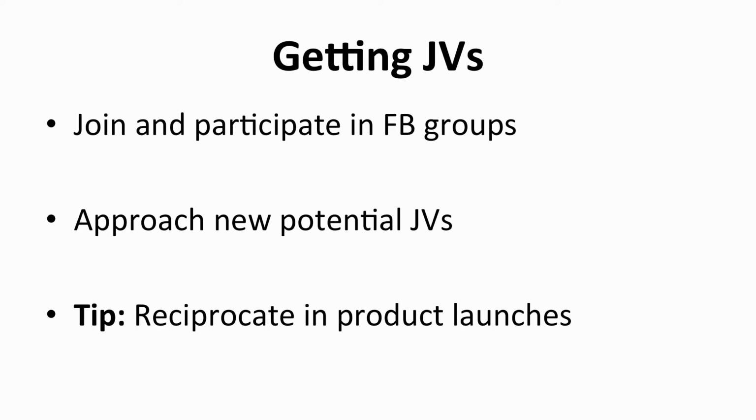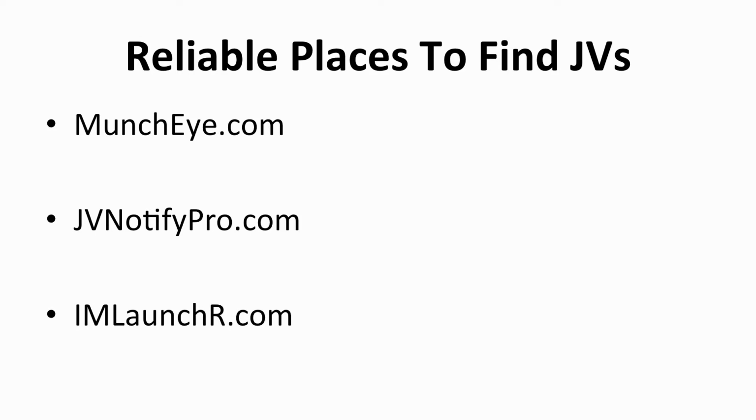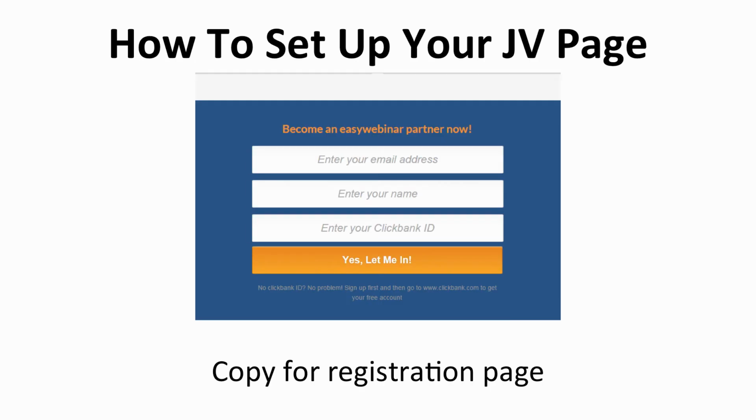Every one of them wants to know what your value is as a JV before both of you can form a partnership. Here are some reliable places to find JVs: muncheye.com, jvnotifypro.com, and imlaunchR.com. As I mentioned, you need to set up your JV page before you approach the JVs.